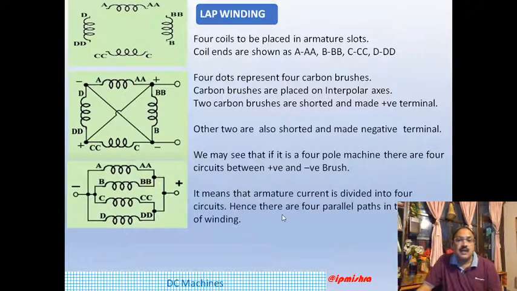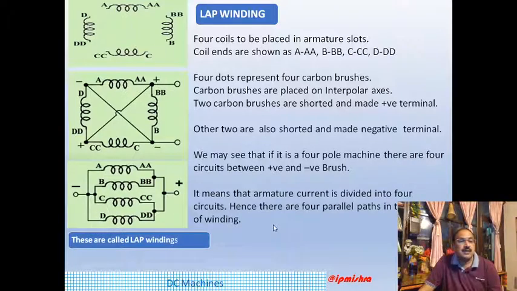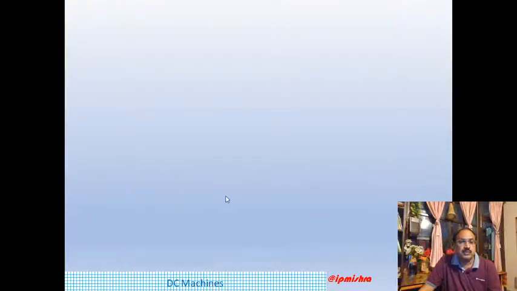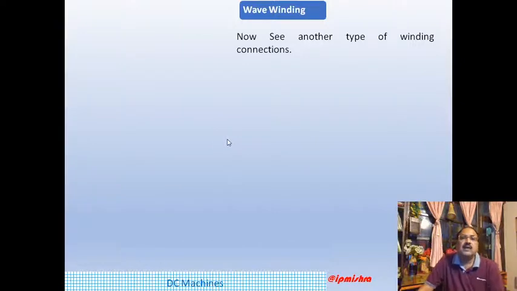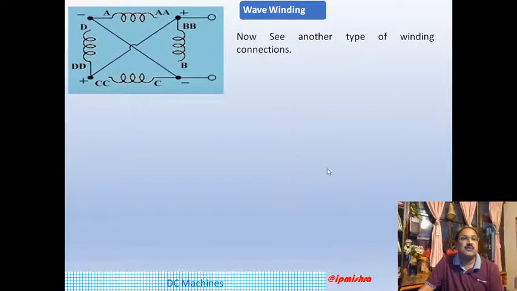It means that armature current is divided into 4 circuits. Hence, there are 4 parallel paths in this type of machines, and this is lap winding. Number of parallel paths equal to number of poles in lap winding. In wave winding, this is another type of winding.